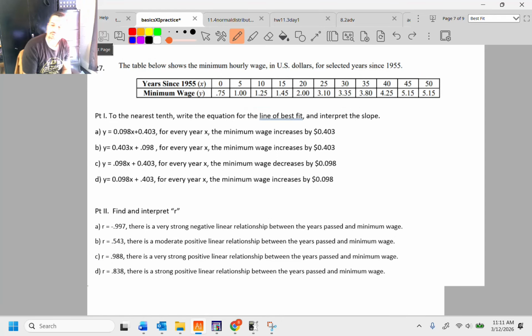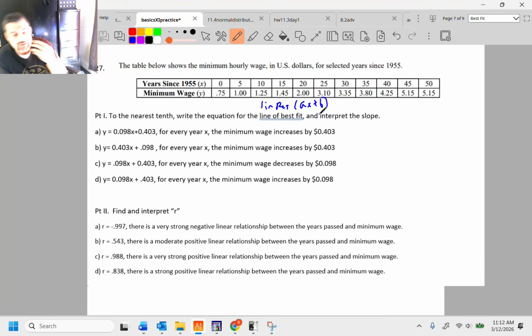The table below shows the minimum hourly wage in US dollars for selected years since 1995. To the nearest tenth, write the equation for the line of best fit. This is Lin Reg, kids. This is Lin Reg, AX plus B. You're going to throw X's in list 1, and you're going to throw Y's in list 2. This is not hard to do.